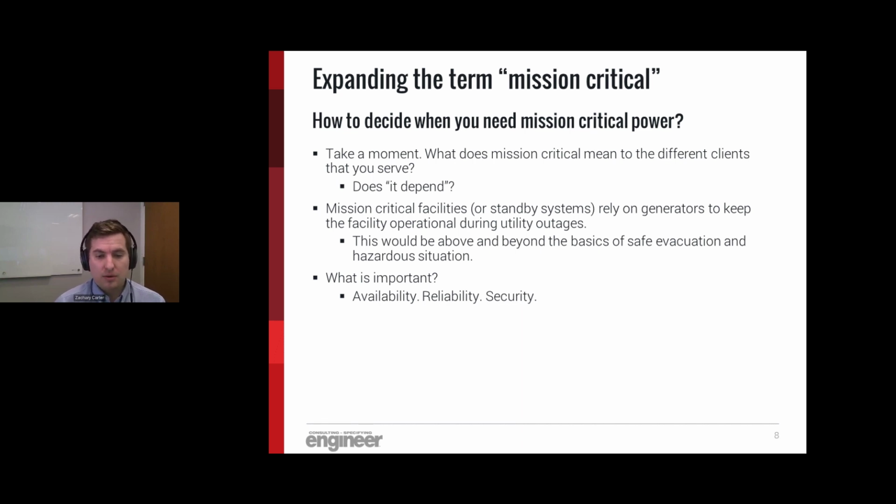Availability means that when a system is called on to operate, it must be available to start and maintain operation. Reliability means that if a power system should fail, it should be able to recover to the next level of redundancy. And the last is security, and what I like to think about here is physical security, such as whether a natural disaster impacts the availability and reliability of the system, and if so, perhaps there are some security measures that should be taken. We'll develop the different layers of what mission critical means over the next slides throughout the presentation.